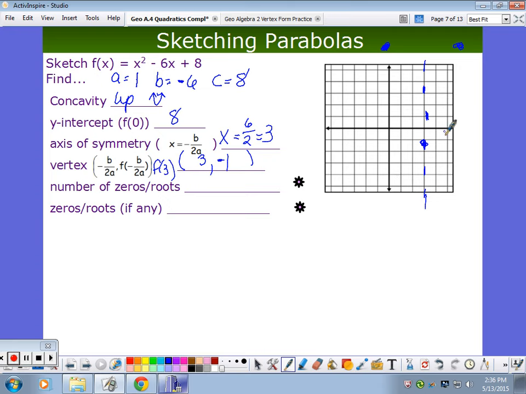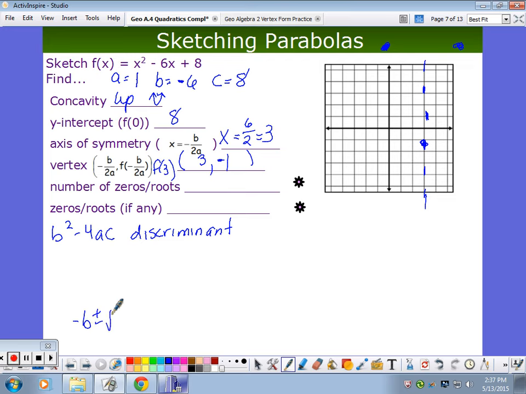Okay. Now we want to figure out the number of, I want to say zeros, right, of this function. Look at it. How many? Two. Now, what's the algebraic way of figuring that out? This is called the... Look at the paper. It's right on there. Discriminant. It is that thing in the quadratic formula under the radical.